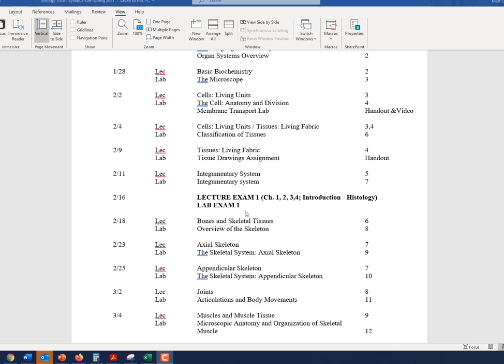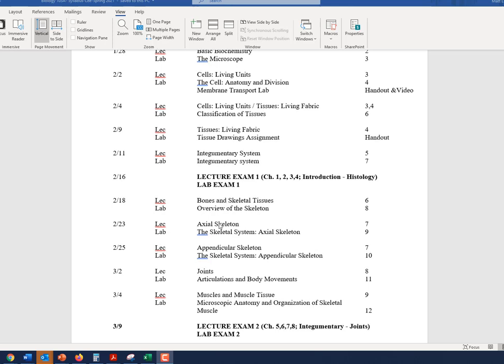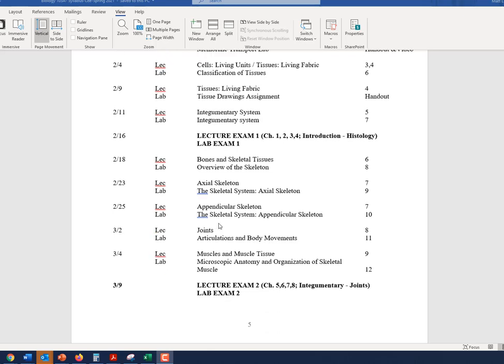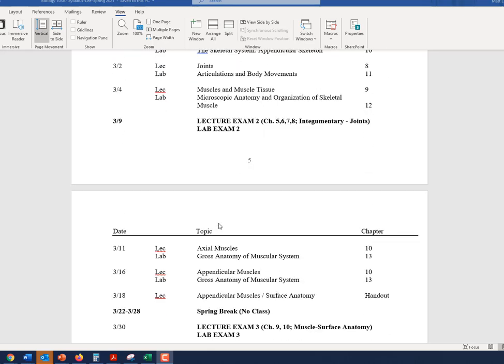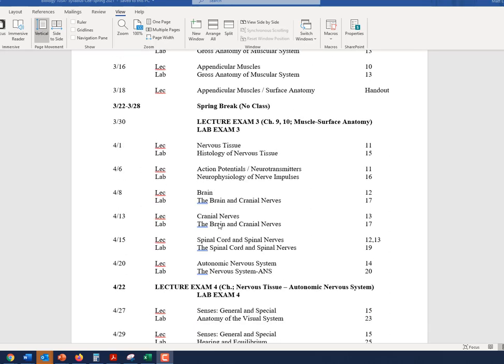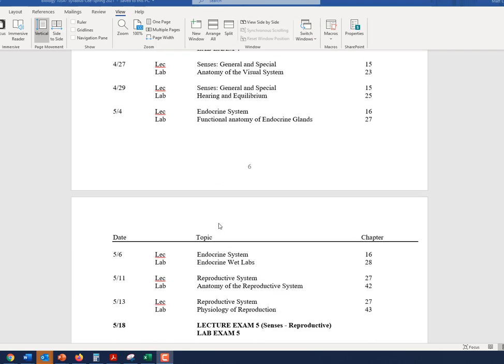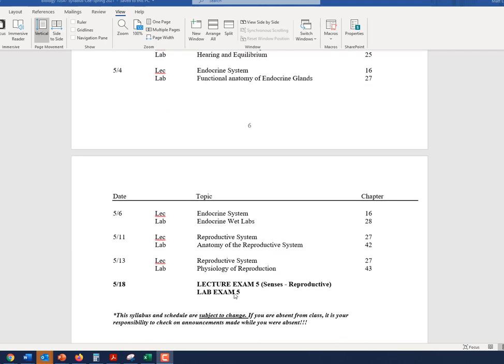And the way exams are going to work in here, we're going to have a lecture exam and a lab exam on the same day. And I think that's how students generally have preferred it in the past because there's a lot of overlap between the material. So it helps to study for both at the same time. And you can see the different topics as we go through the semester, the exam dates, and then the last exam, exam 5, is going to be on May 18th.